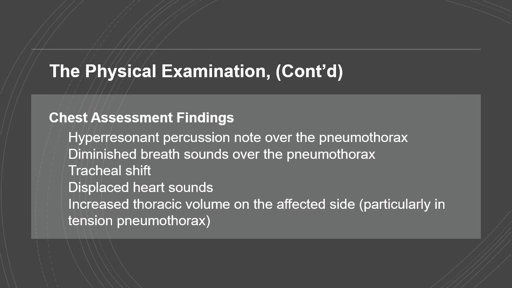There may be a hyperresonant percussion note over the pneumothorax and diminished breath sounds over the pneumothorax. Tracheal shift away from the affected side in a tension pneumothorax, displaced heart sounds, and increased thoracic volume on the affected side, particularly in a tension pneumothorax. As gas accumulates in the pleural space, the ratio of air to solid tissue increases. Percussion notes resonate more freely throughout the gas in the pleural space and in the air spaces within the lung.